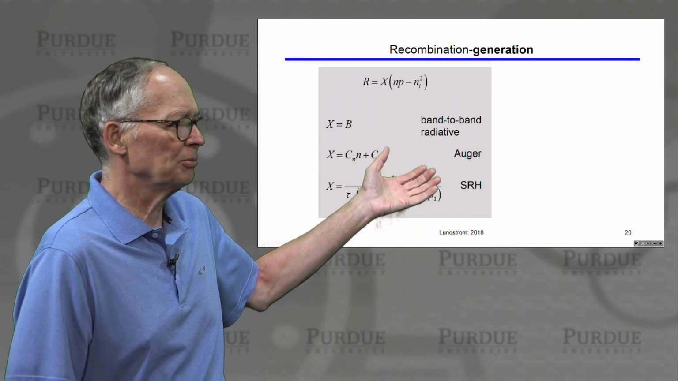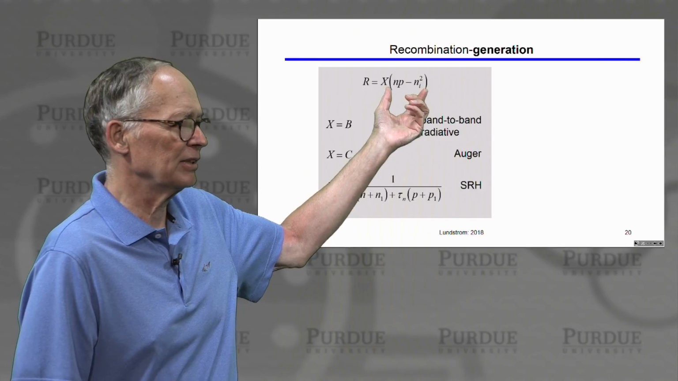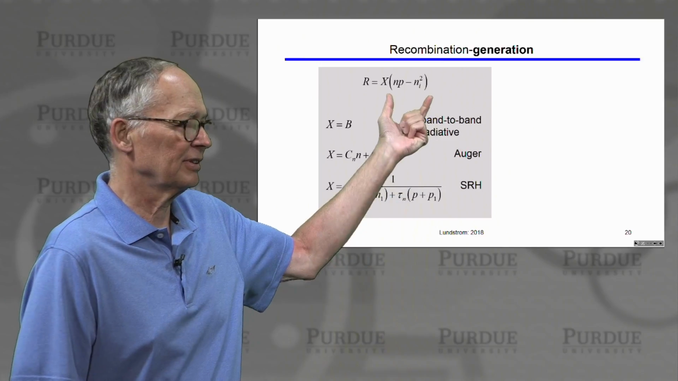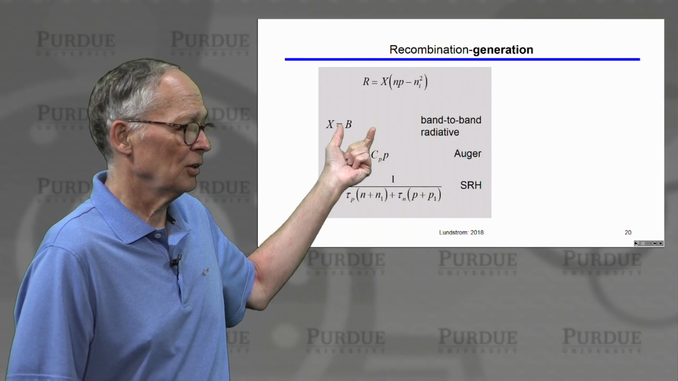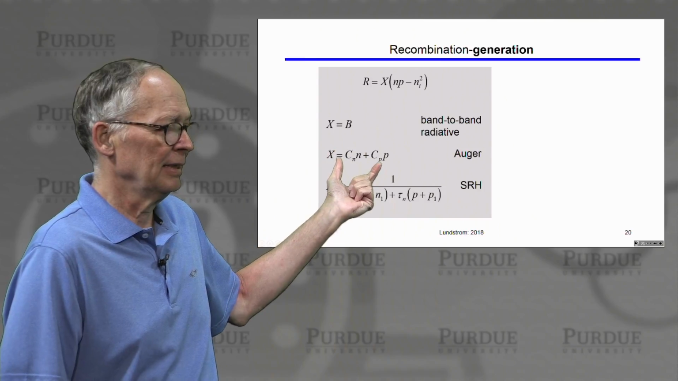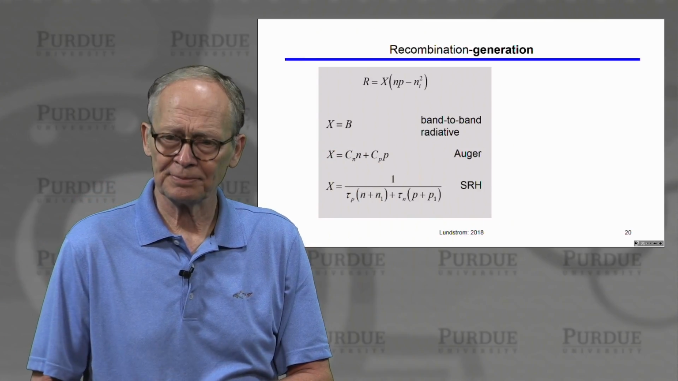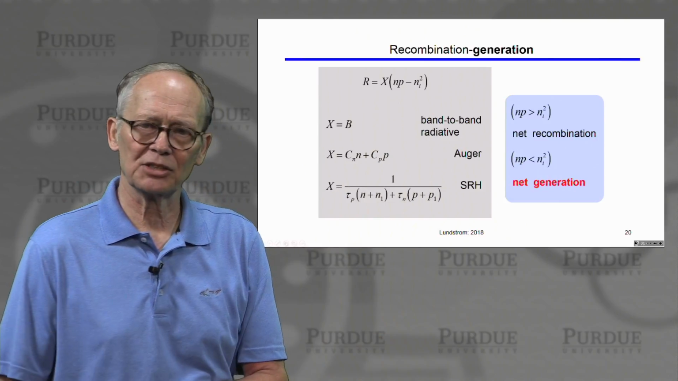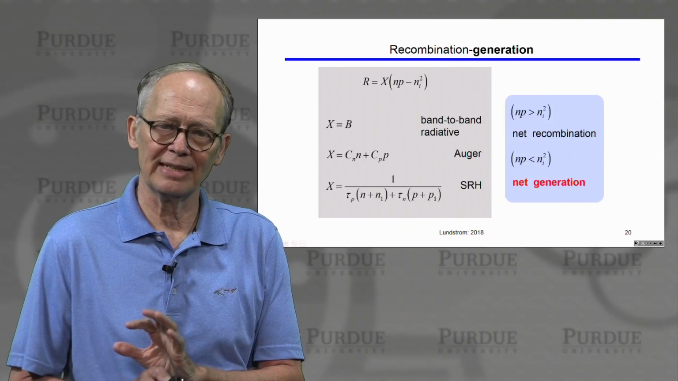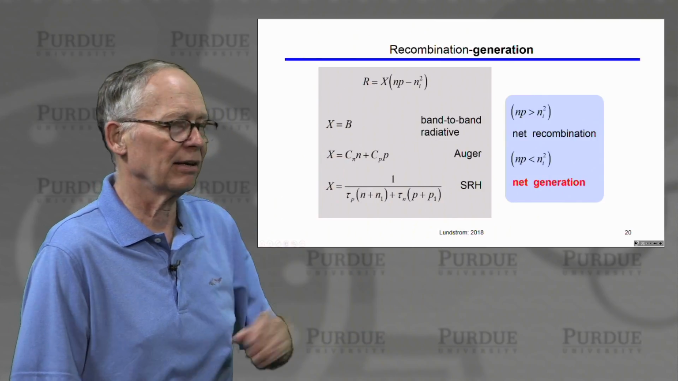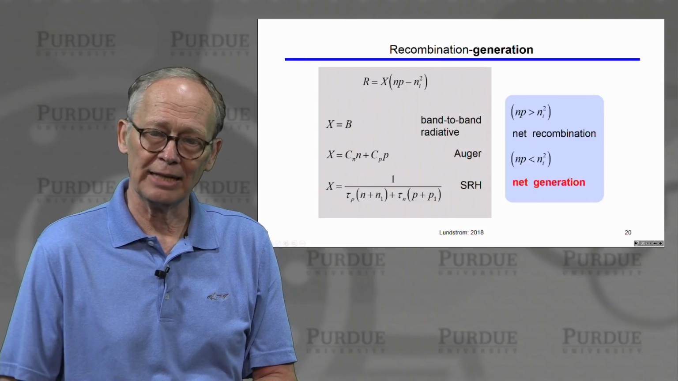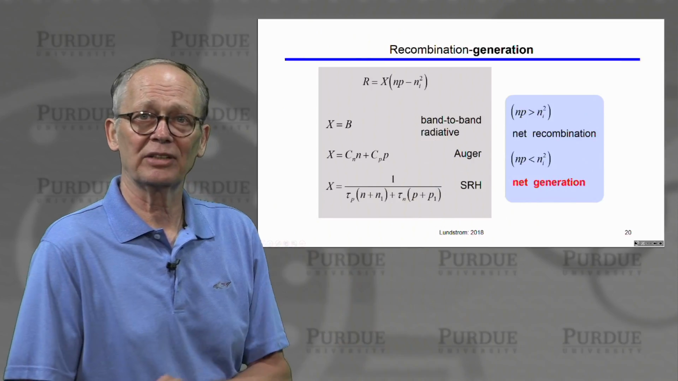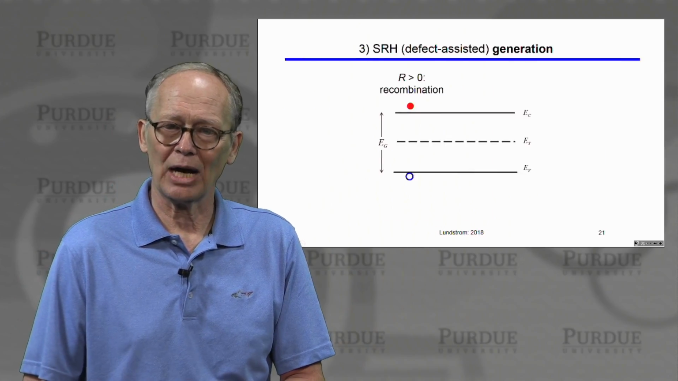All of the recombination processes were described by equations that had an np minus ni squared term in them. That forces things to go to zero at equilibrium. So we had different descriptions for band-to-band, Auger, and Shockley-Read-Hall. But notice that when np is greater than ni squared, which is the situation we have been talking about, we have a net recombination, and that's why we've called this R. But it is possible for np to be less than ni squared. Then R is negative. That's actually a generation process. How would that look?